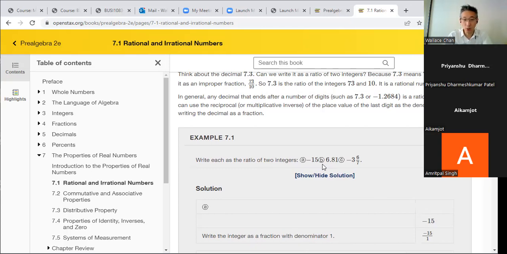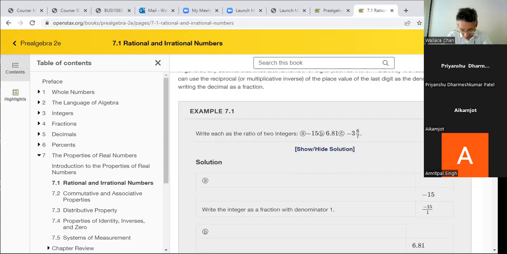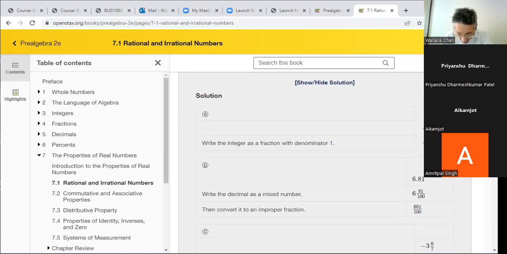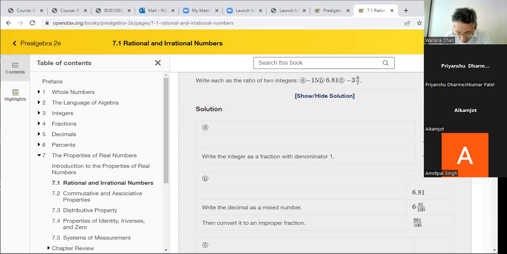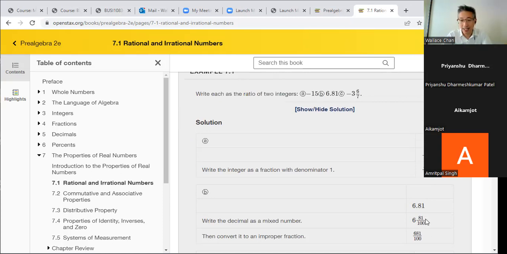6.81. How can you write it as the ratio of two integers? 6.81 divided by 1? In fact, the other way of saying it is 681 divided by 100. Why can't it be 6.81 divided by 1? Because the numerator has to be an integer. It cannot be a decimal. So because of that, you have to change it to 681 divided by 100.